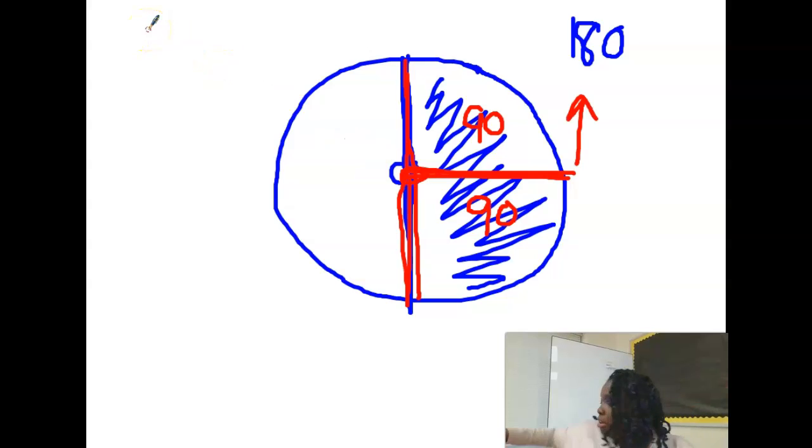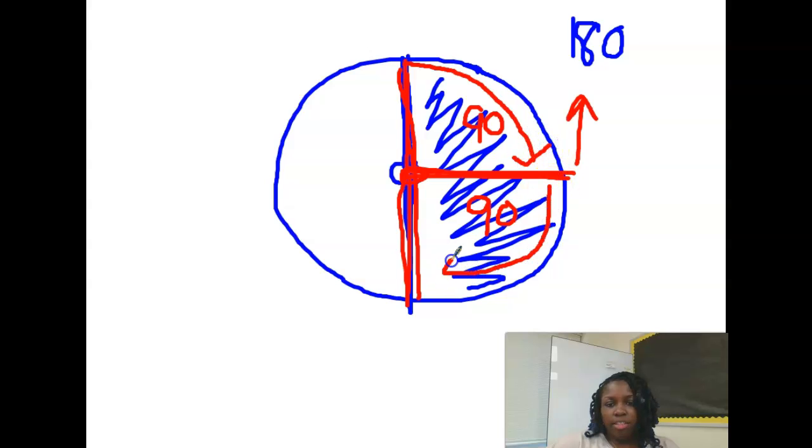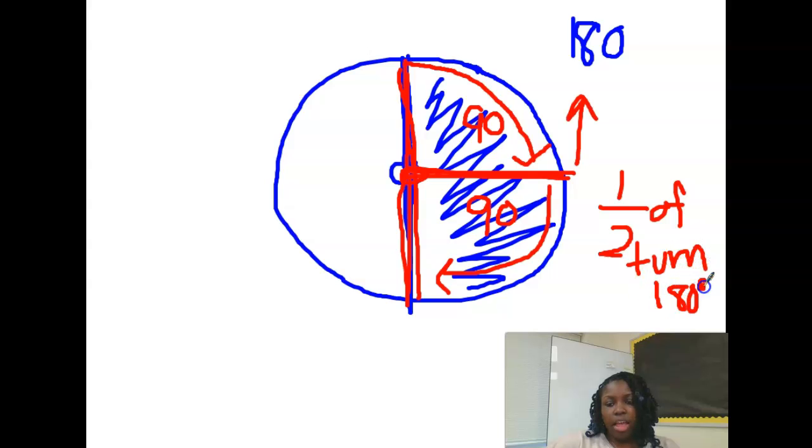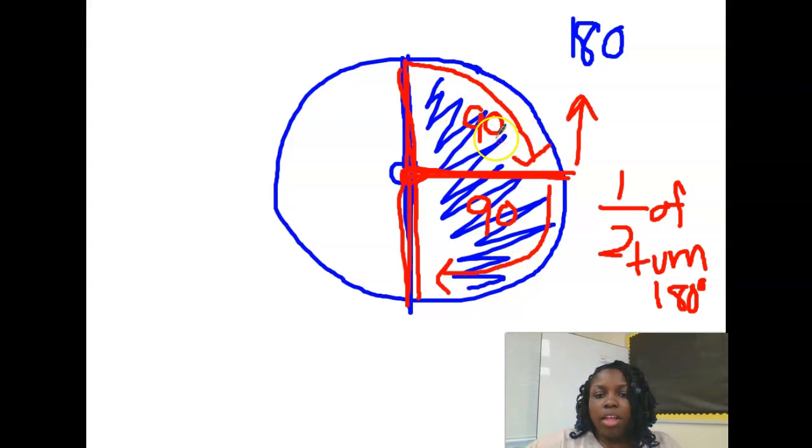So this is a half of a turn, because this is 1/4 of a turn, and I turn it again, that's 1/2. So a half of a turn of a circle is 180 degrees. Or you can say that 2/4 or 1/2 shaded is 180 degrees.